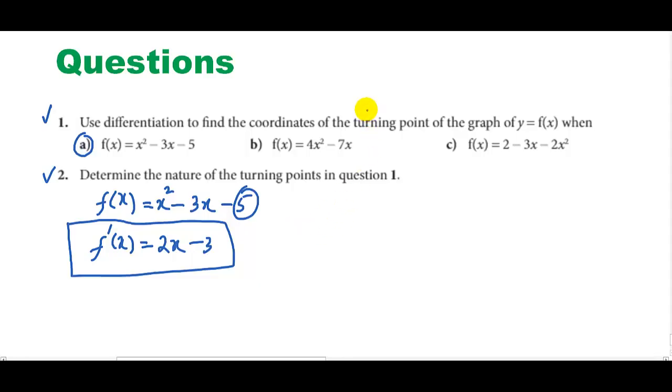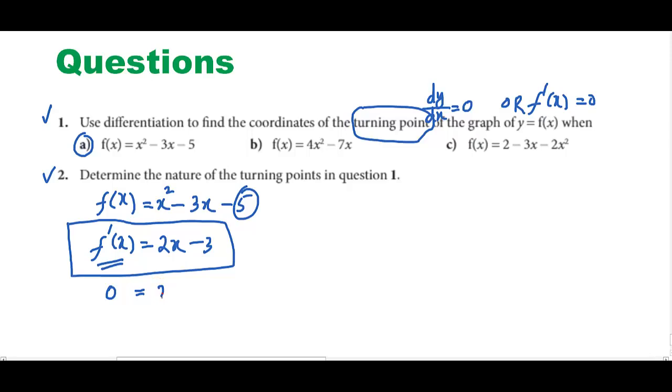Now we have to find the turning points. To find turning points, students, I have just told you that at turning points the derivative is 0. It means that dy over dx will be 0, or we can say f dash of x will be equal to 0. Remember, whenever you have to find a turning point, make f dash of x equal to 0.